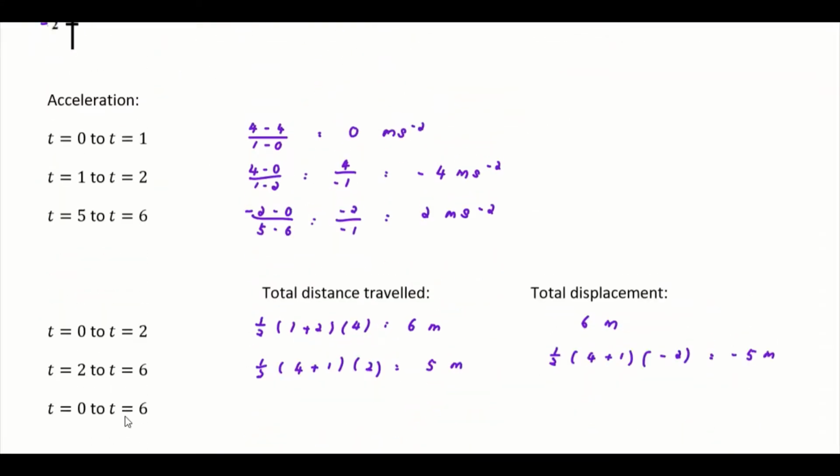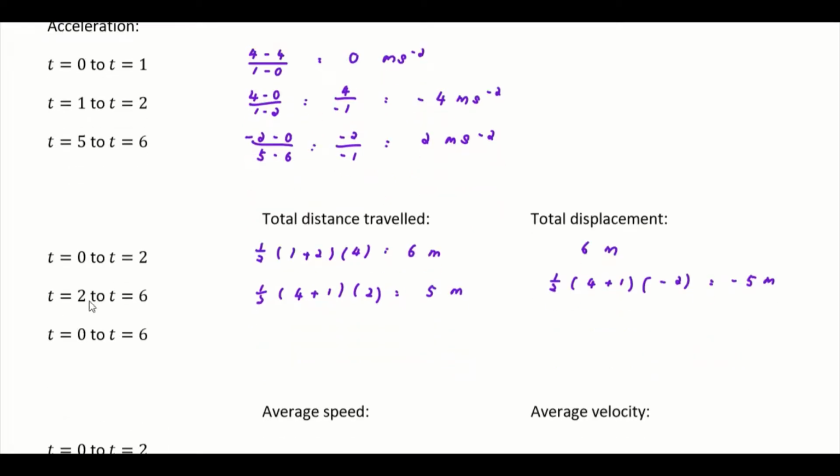Okay, so now we are looking at the total, meaning from 0 to 6. So we have 0 to 2 and 2 to 6, right? So which means the total distance we can add together, okay? So 6 plus 5, and that will give us 11 meter.